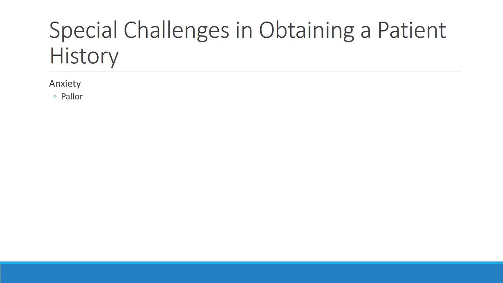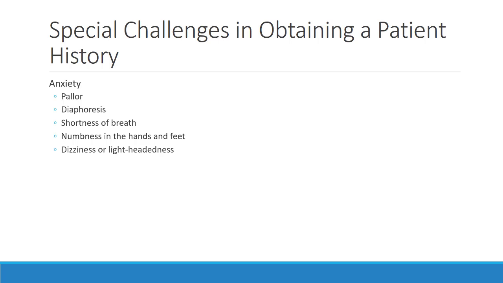Patients that have anxiety, they may be pale, they may be diaphoretic, which is a sweating type of response from the body, and we'll talk about that later. They may be short of breath. They may have numbness in their hands and feet, and again, we'll talk about why this is later in the class. They may be dizzy or lightheaded. They may have had a loss of consciousness.